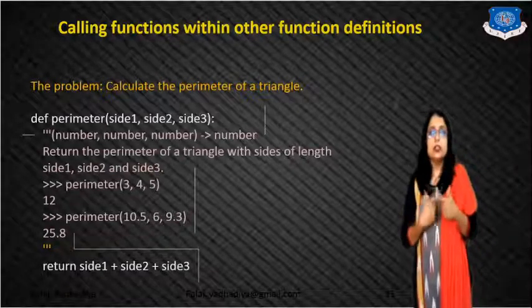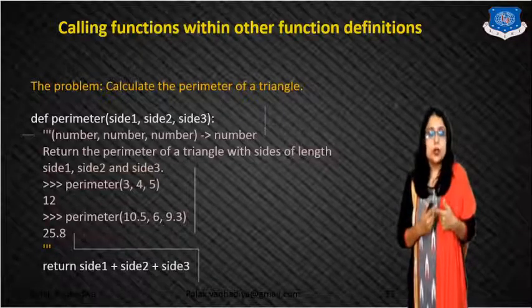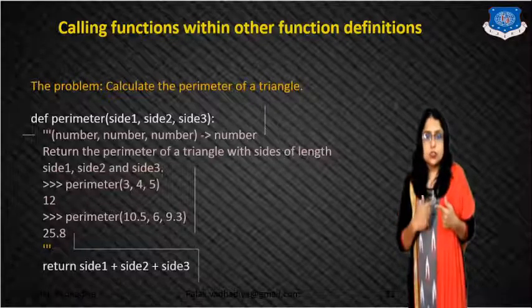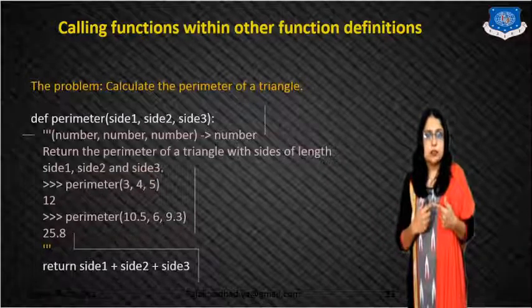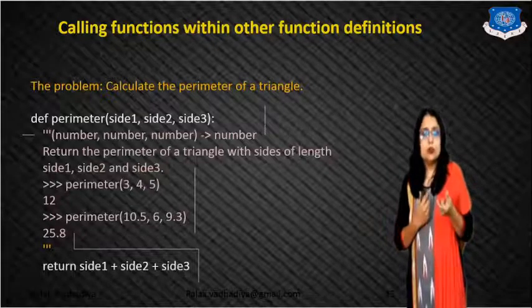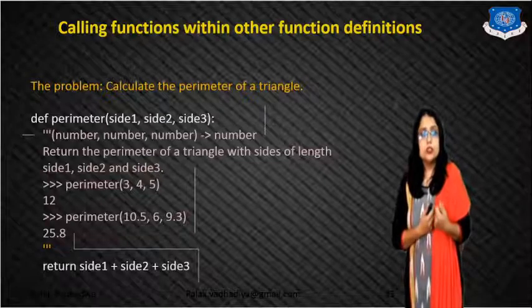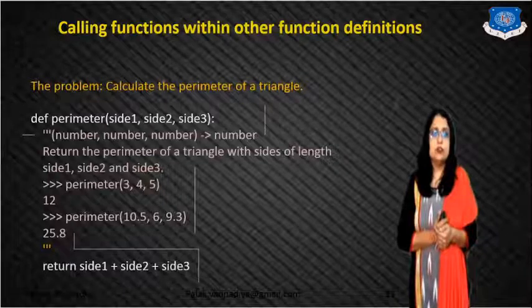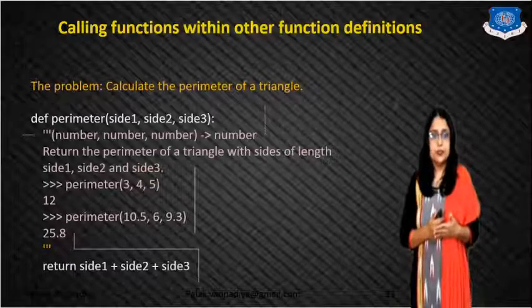And then we have to write down the docstring. In the docstring, the first thing is we have to write down the type contract. A type contract is: side 1 is a number, side 2 is a number, side 3 is a number, and we are getting a number. Now we have to write down a small description of the function. So here the description is: it will return the perimeter of a triangle with its sides of length side 1, side 2 and side 3.